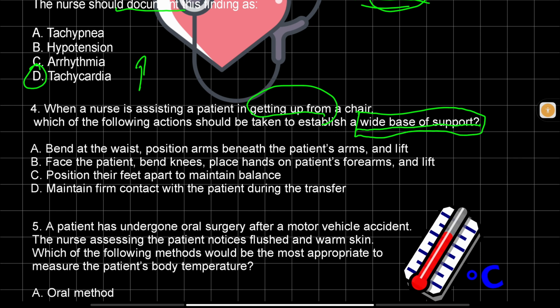This question is asking you for proper body mechanics. I want you to really take your time to imagine. If the 5 seconds is too short for you, you might pause it and extend more. I don't mind. But I want you to imagine while you are reading the choices. How does it look like? And how are you picturing having a wide base of support? Your 5 seconds starts now.